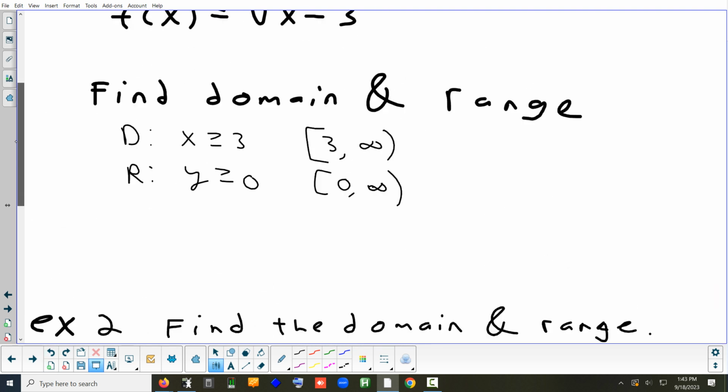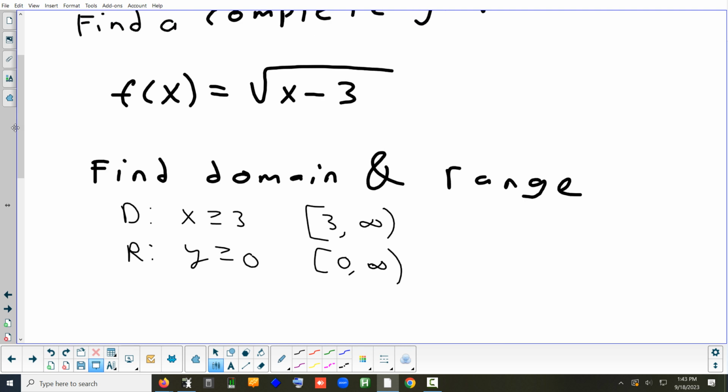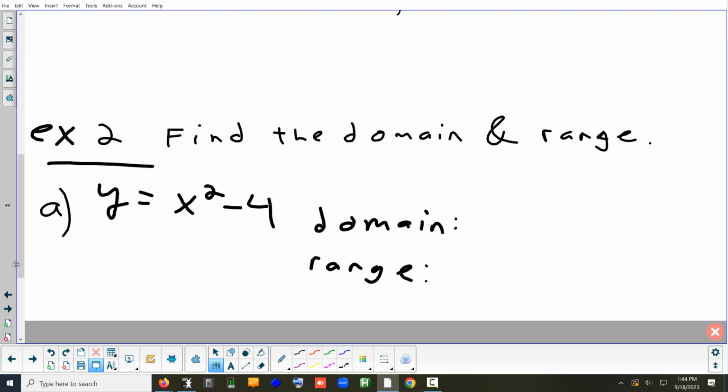Now, we have to be careful with the domain there because that had a square root. I told you, square roots are one thing you have to be careful of. And then dividing by what is the other thing? Dividing by 0. Let's look at this one. Does this problem have a square root?